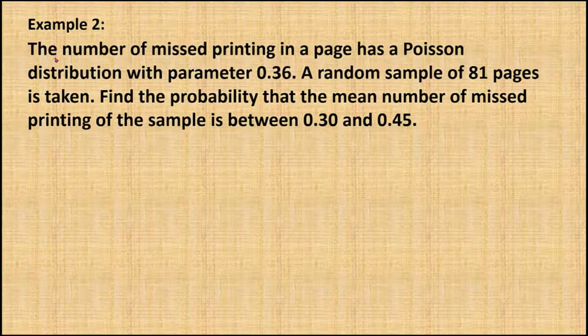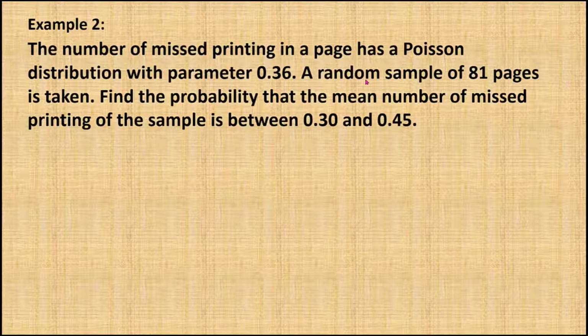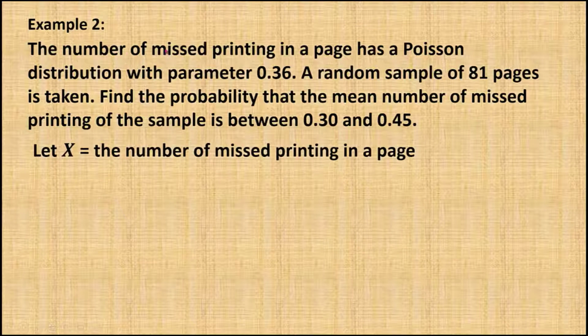Second example. The number of misprinting in a page has a Poisson distribution with parameter 0.36. A random sample of 81 pages is taken. Find the probability that the mean number of misprinting of the sample is between 0.3 and 0.45. For this question, the random variable x is the number of misprinting in a page, and it is given that this random variable follows a Poisson distribution with parameter 0.36.